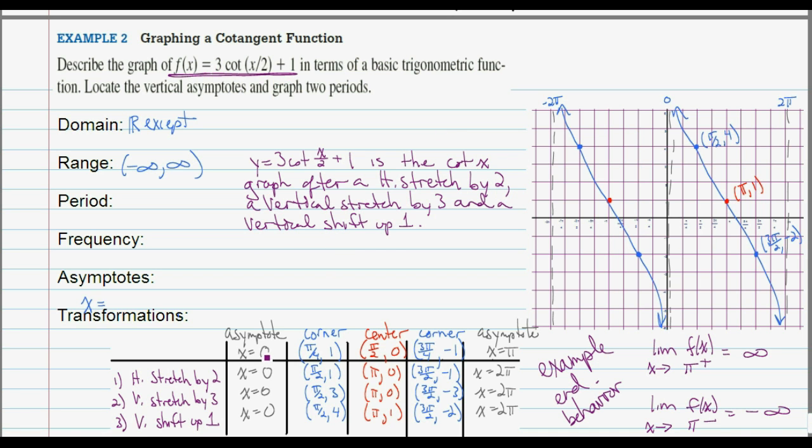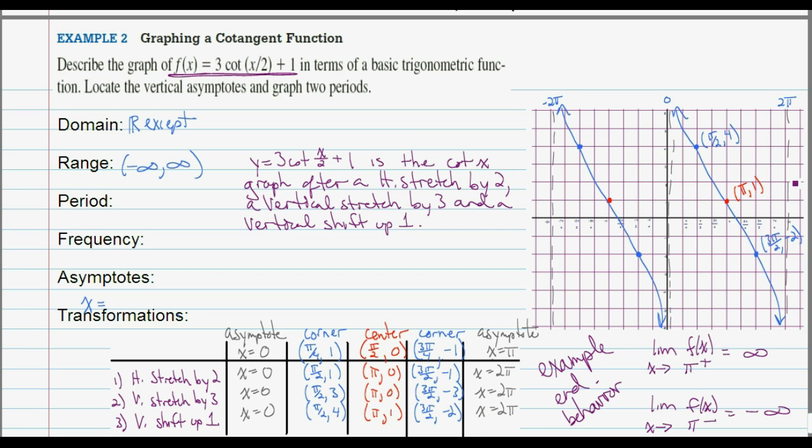So I use the basic cotangent values of x equals 0 for the asymptote, because when you plug in 0, the cotangent value is undefined. Pi over 4 comma 1, pi over 2, 0, etc. And I horizontally stretched each by 2 by multiplying the x coordinate by 2. Vertically stretched by 3 by multiplying the y coordinate by 3, and then vertically shifting up 1 by adding 1 to each of the y coordinates. So I get the final values here.